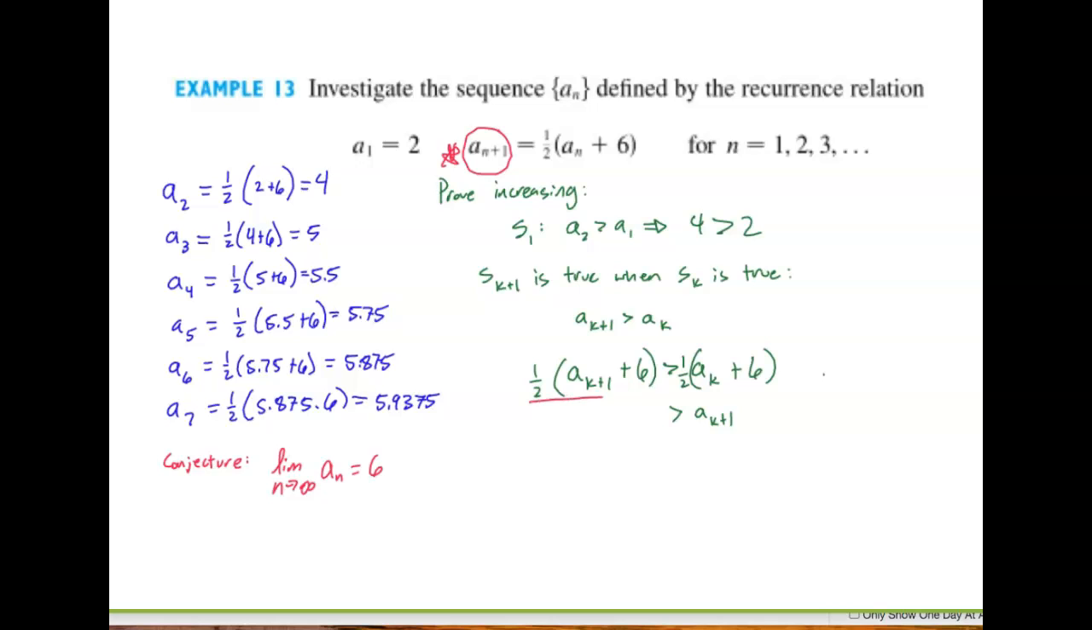But then the left-hand side would be the definition of what term in my sequence? If I multiply 1/2 times a sub k plus 1 plus 6. So if this equals a sub k plus 1, this is just the next term in line, right? Which would be a sub k plus 2. So here's what I've shown. I've shown that if a sub k plus 1 is greater than a sub k, then it must be true that a sub k plus 2 is greater than a sub k plus 1.